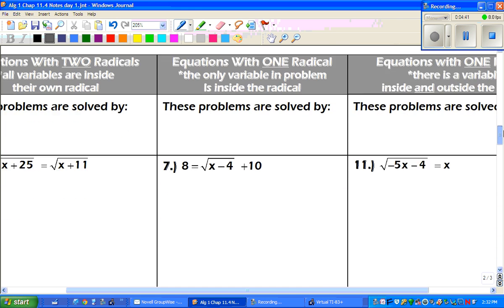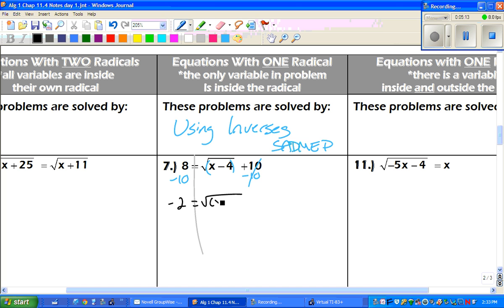Alrighty, flip it on over. We're still focusing on just the center. And remember that we solve these by using inverses, the SADMAP. Okay, so whatever is underneath the radical, that's what we put inside of the parentheses. Cancel out the addition. We get negative 2 equals the square root of x minus 4. And this is where you need to be careful.